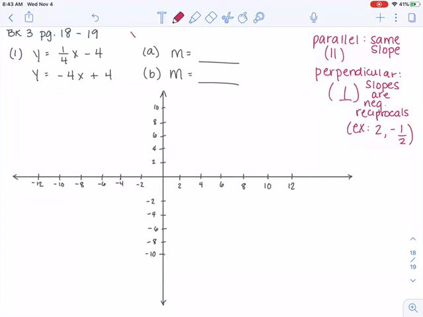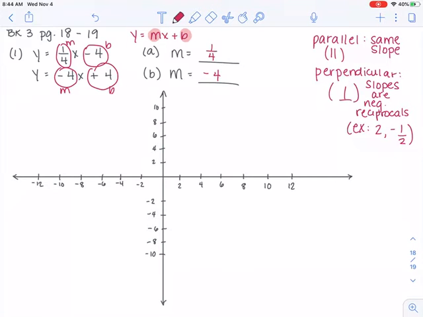So looking at number 1, don't forget that in the form y equals mx plus b, m is your slope and b is your y-intercept. Here I have my slope, and here I have my y-intercept. So your m for the first equation is 1/4, and your m for the second equation is -4. That only works when you're in the form y equals mx plus b, so you might have to rearrange some things to make sure they're all in that same form. Keep that in mind as well.